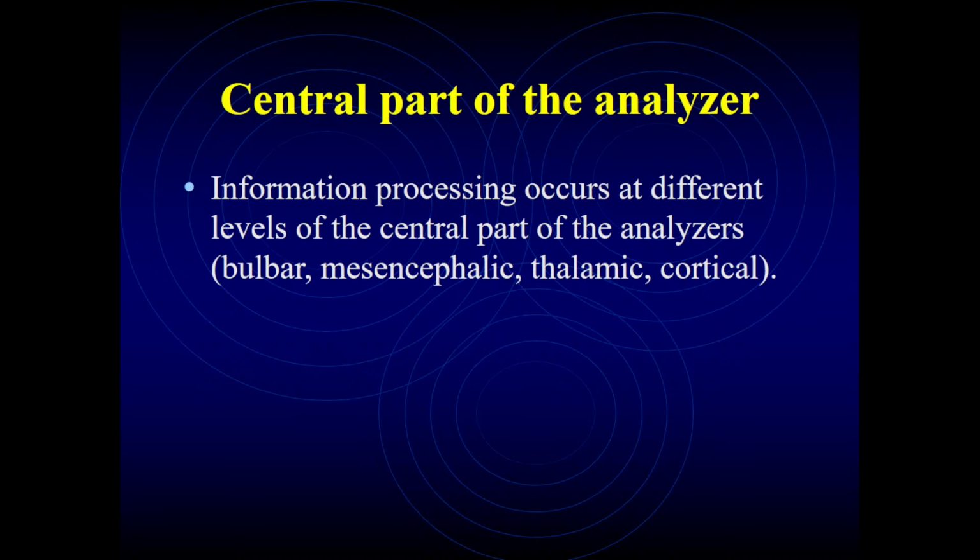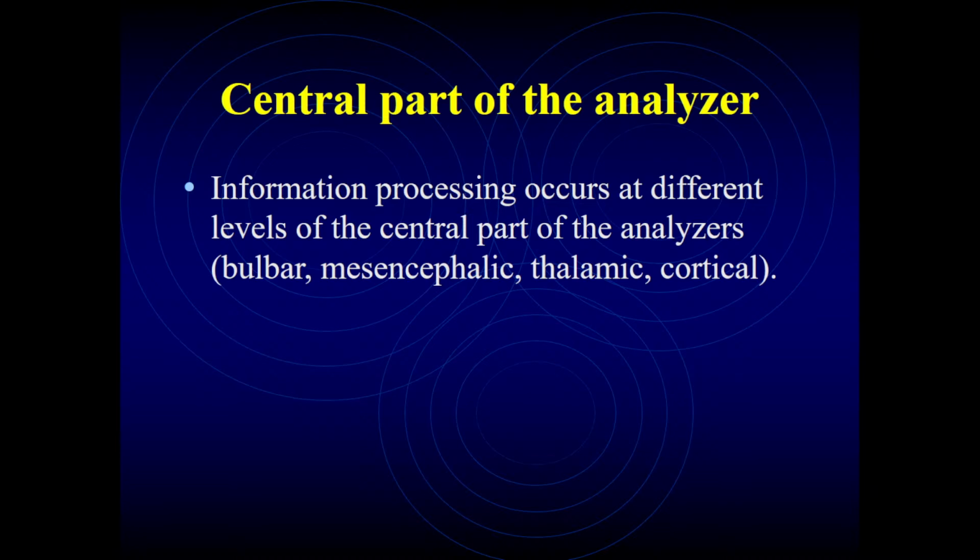Central part of the analyzer. Information processing occurs at different levels of the central part of the analyzers: bulbar, mesencephalic, thalamic, diencephalic, and cortical. The highest analysis and synthesis of information takes place in the cortex. Sensations are formed and the biological significance of stimuli is assessed. Based on this, purposeful behavior is organized.